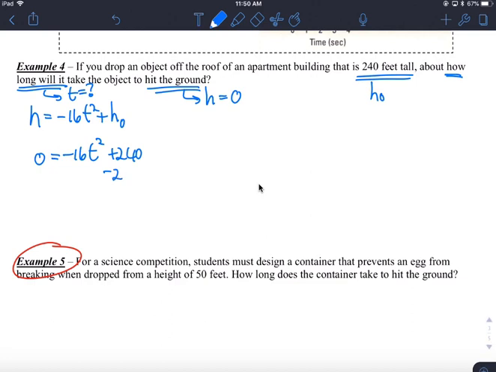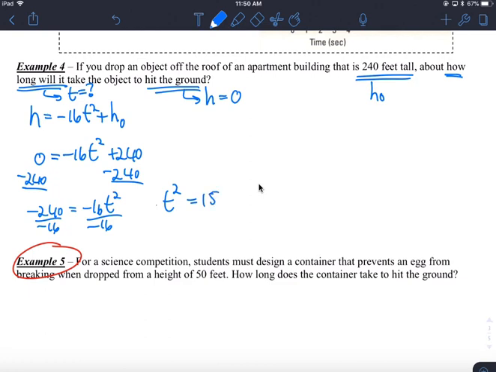So you take away 240 from both sides, and you get negative 240 equals negative 16t squared. Divide by negative 16. And what you get if you do that, maybe you want to use your calculator or something, you get t squared equals positive 15.